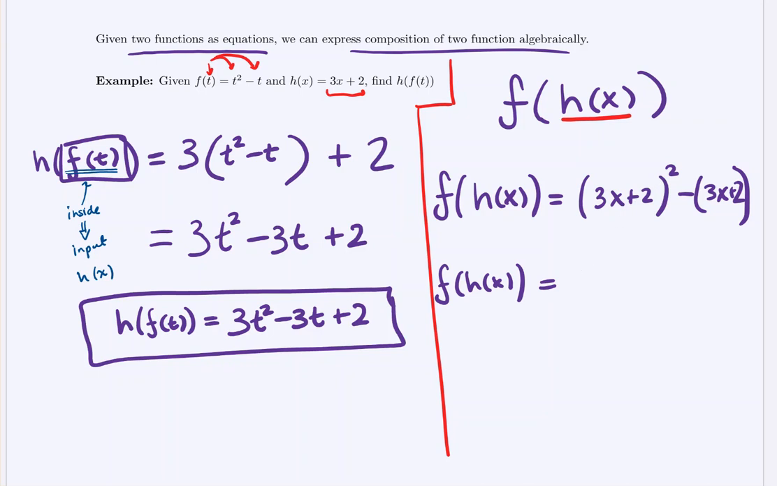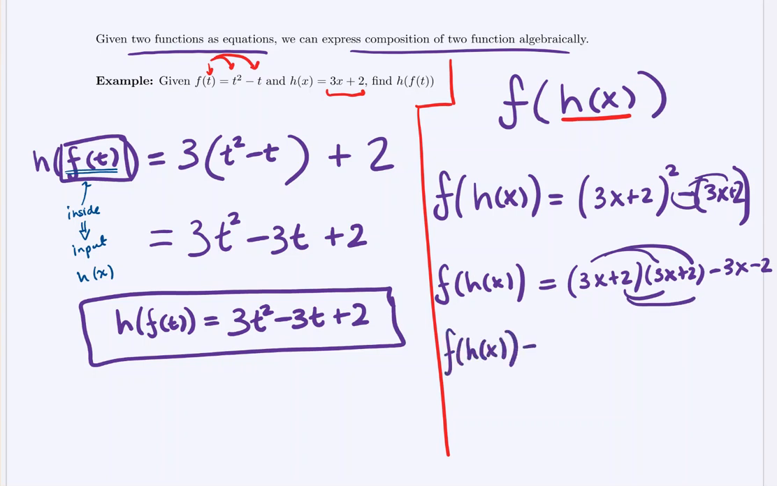Squaring this binomial would be the same as FOILing it. If it helps to write it out to help you see the FOIL, feel free to do that. You could also mentally think through the formula. Now when we are subtracting a multi-term expression, the subtraction goes to both terms. So we'd say minus 3x minus 2. I'm going to FOIL this: 9x squared plus 6x plus 6x plus 4. That we're then subtracting 3x and subtracting 2.